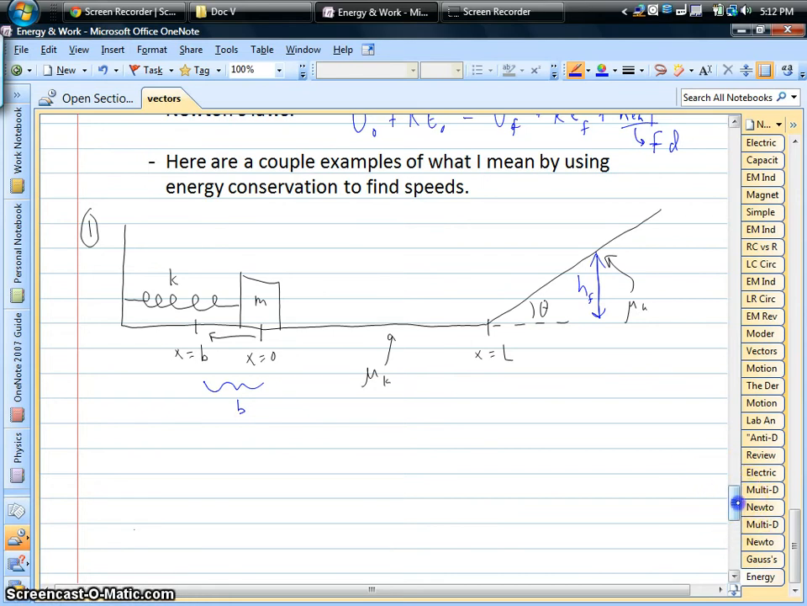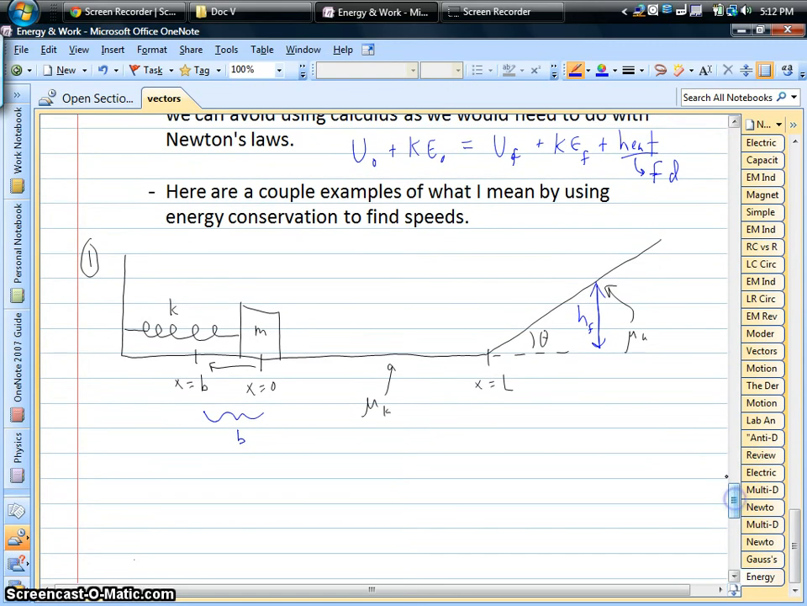Looking at our conservation equation up there, we're starting off with just the energy of the spring when it's all compressed: 1/2 kx squared, or in this case we plug in the x value. There is no initial kinetic energy, it's starting off at rest. So that's our total. And now we ask the question, where does that energy go? How does it get distributed?